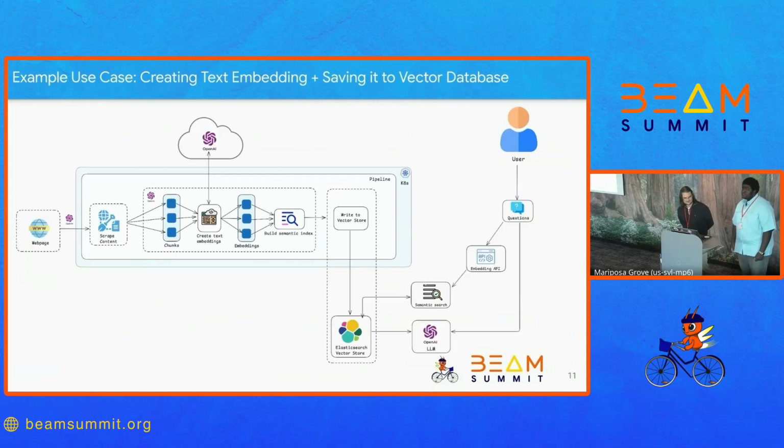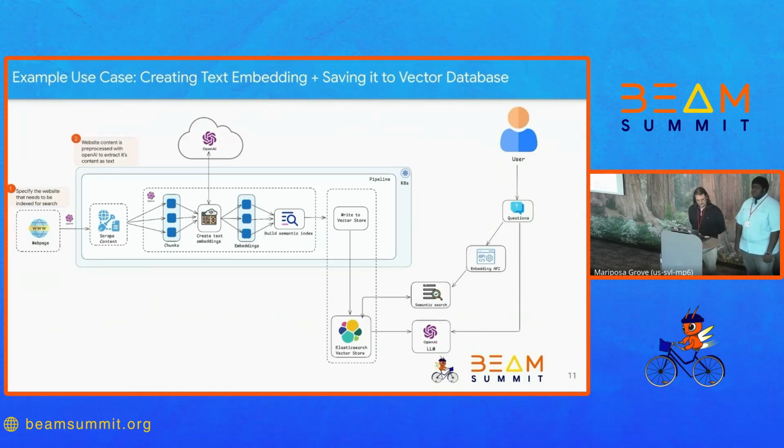All right, so let's get into a use case of why you would use it. So this is an example of a text embedding. So it's going to be saved to a vector database in this pipeline. So what you would do is first you would specify the website within the Beam YAML, and then it'll scrape the contents of it. And of course, it breaks it down into chunks, and those chunks get embedded, and then the embeddings get sent all to the vector store. The vector store gets pushed to the Elasticsearch, and then the user is going to be able to question a query into it using the OpenAI and LLM.